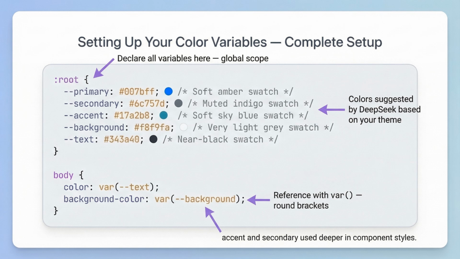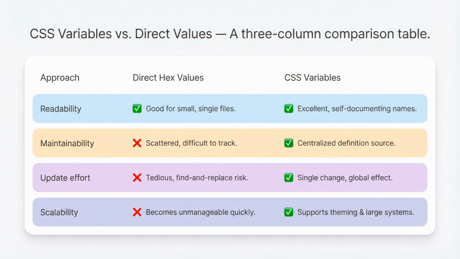The key is that all your color decisions are centralized, named meaningfully, and easy to update. Let's consolidate the comparison. Using raw hex codes directly is fine for tiny projects, but it falls apart the moment you need to make a change or scale up. CSS variables win on every front.